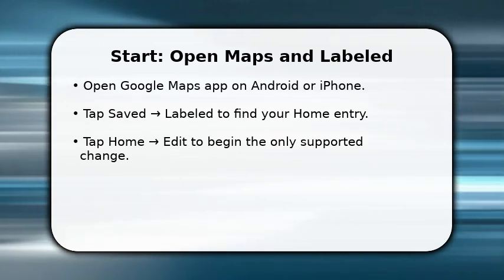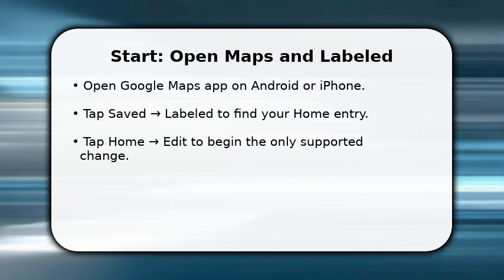You open Google Maps and go straight to Saved, then Labeled. This is where Google keeps your home marker. Once there, tap Home and press Edit to access the only supported modification flow.